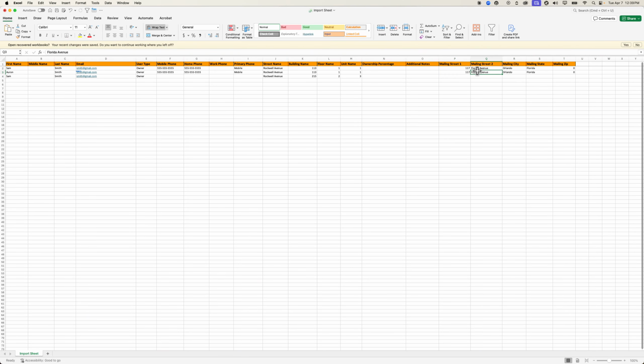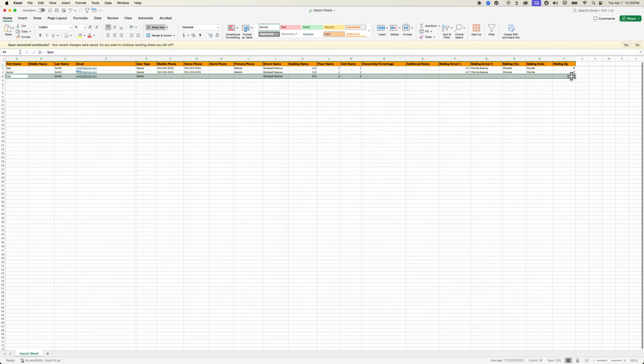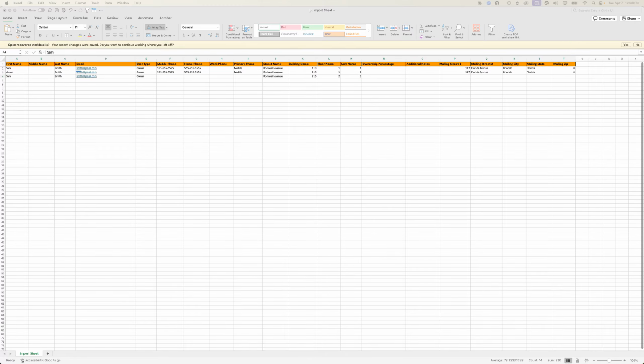And here you can see you could have a different mailing address as well. So this is how you would import a single person into a single unit, how you'd import 2 people into the same unit, or how you import the same person into multiple units. I hope that makes sense. And if you have any additional questions, happy to walk through anything else that needs to happen.